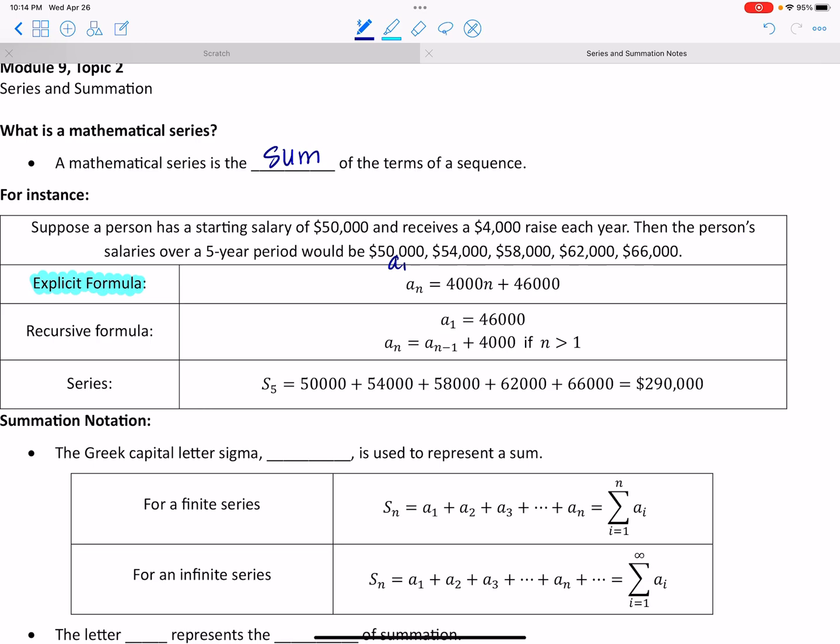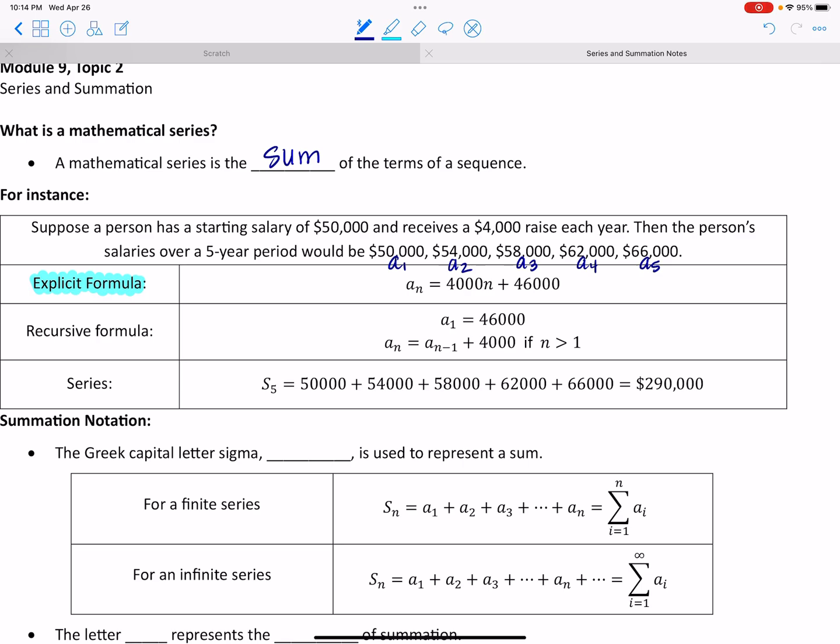Input a 2, I get 54,000. Input a 3, I get a sub 3. Input a 4, I get a sub 4, input a 5, I get a sub 5, and I can do that in any order, and I can find any number on the list. So if I wanted to find 10 years down the road, what would his salary be? I would plug a 10 in, and I can find that salary in that 10th year.